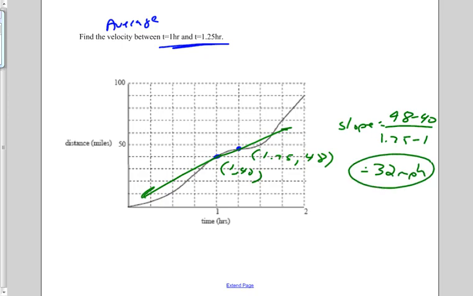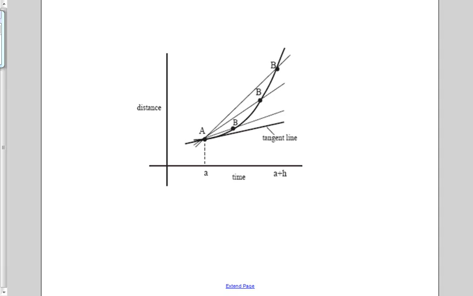So our average velocities, depending on the time interval, keep changing, and they keep changing because the slope of this line keeps changing. Notice that the original curve doesn't have a constant slope. Its steepness is changing. So what we've been doing is starting with our point A, and in this case our point was at time 1 hour and 40 miles. And we've been taking points at 2 hours, 1.5 hours, 1.25 hours. We're moving B closer to point A.